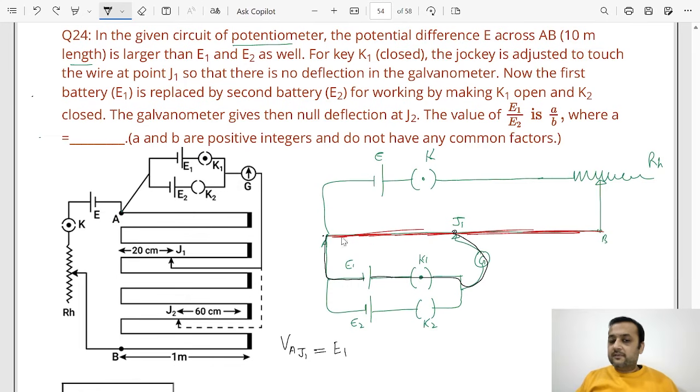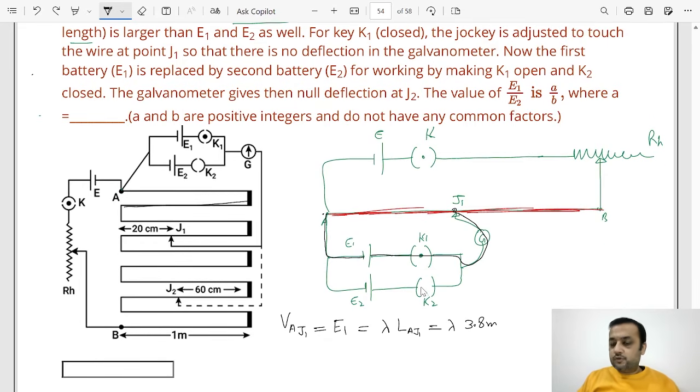And what is the potential difference across AJ1 using the primary circuit? That can be written as lambda, the potential gradient, into the length of AJ1. Now what is the length of AJ1? You can see from here, this is 1 meter, 1 meter, and 80 centimeter. So AJ1 is 3.8 meters. So the length of AJ1 becomes 3.8 meters, and that will be the value of E1.